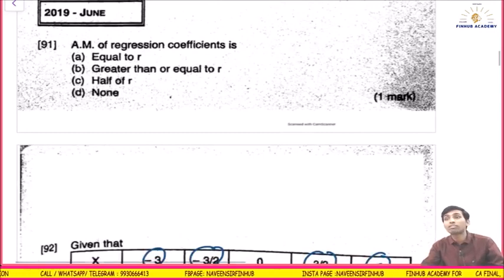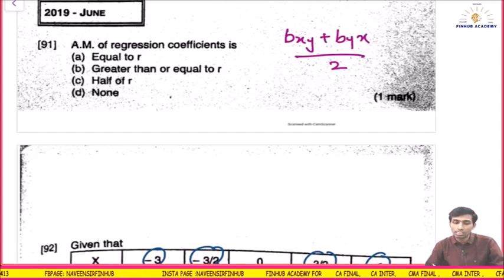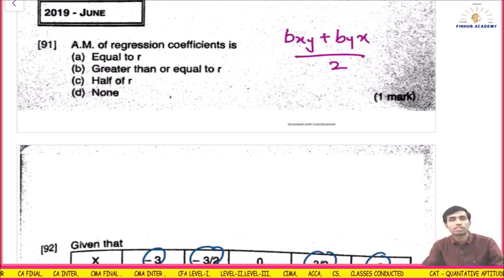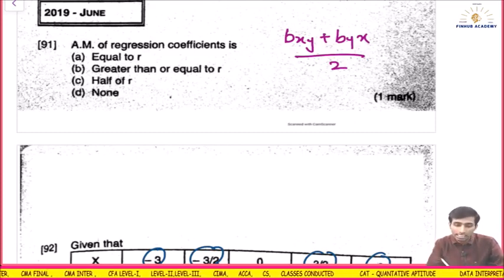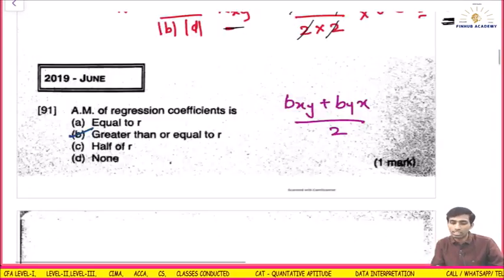Arithmetic mean of regression coefficients. Regression coefficients means bx on y and by on x. The arithmetic mean, (bx on y plus by on x) upon 2, will be greater than or equal to r. Greater than means it will always be, in any sum you can check. Okay, let's go and check in the previous question.